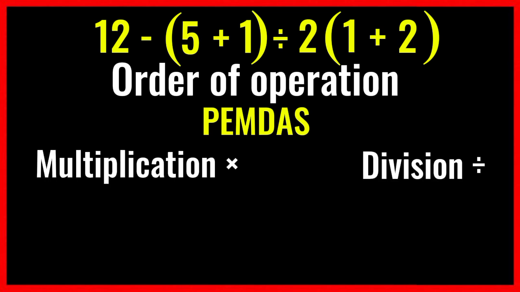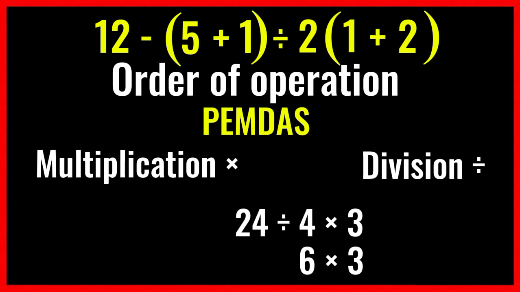M and D, they stand for multiplication and division. Here's the biggest misconception. Many people think multiplication comes before division. That is not what PEMDAS says. Multiplication and division have equal priority. Whenever they appear together, you solve them from left to right. Let me show you. 24 divided by 4 times 3. Start from the left. 24 divided by 4 equals 6. Now 6 times 3 equals 18. Not 72.